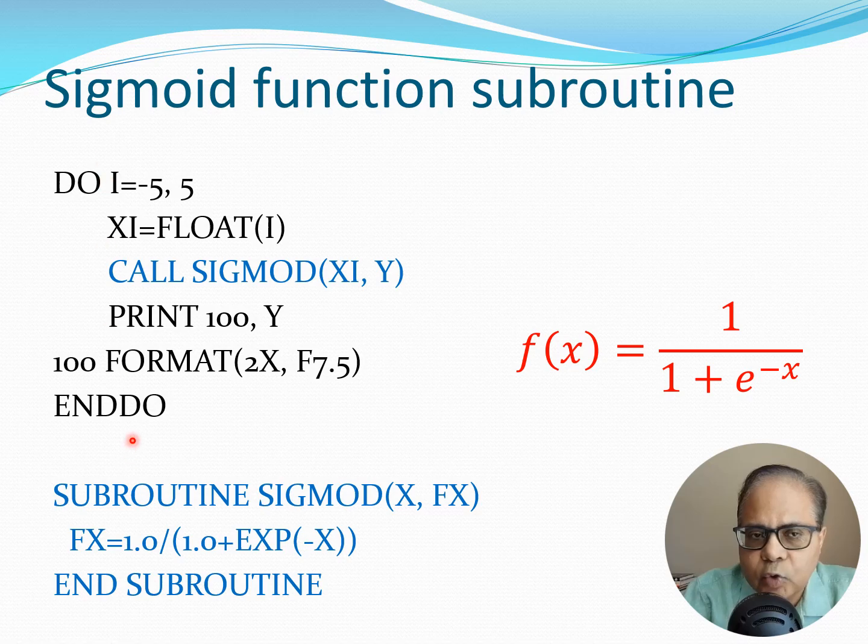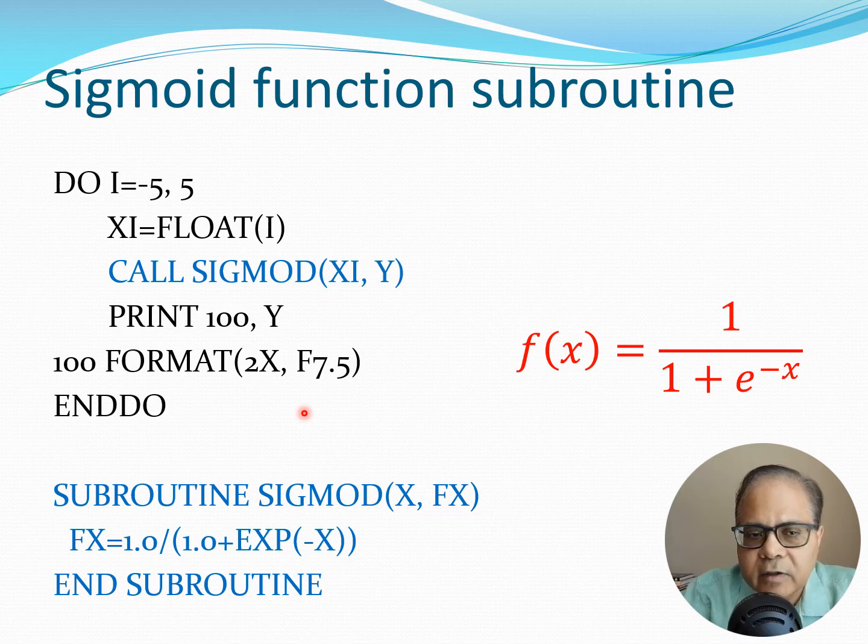Here there is a do loop, going from I equals negative 5 to 5. I define xi as float of I, and then I call this sigmod subroutine. The subroutine takes the xi value and passes it in as x, and then returns the fx value as y. Remember that x and fx inside the sigmod subroutine are local variables, and xi and y are the global variables. Then I print this value out and get it in the output.